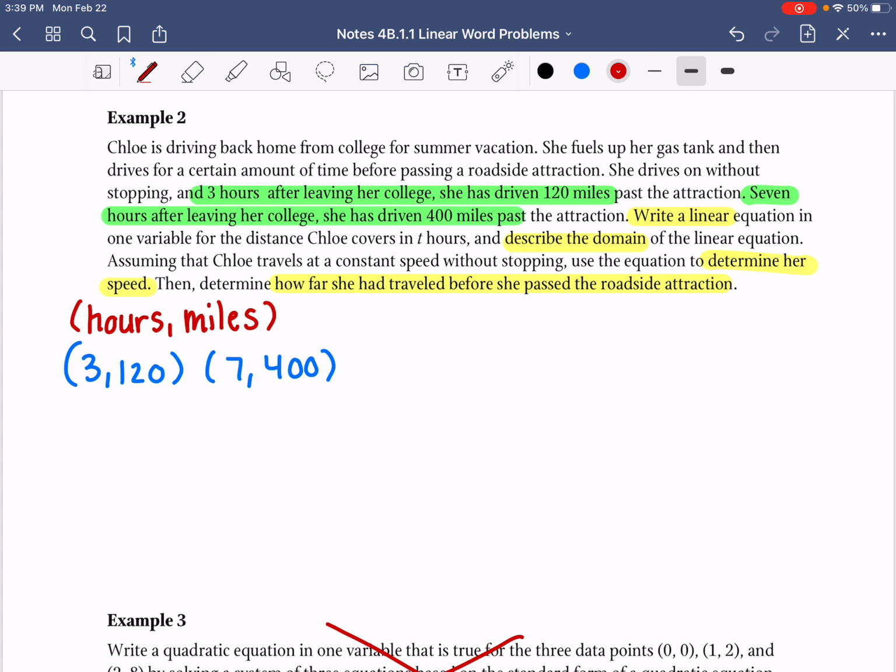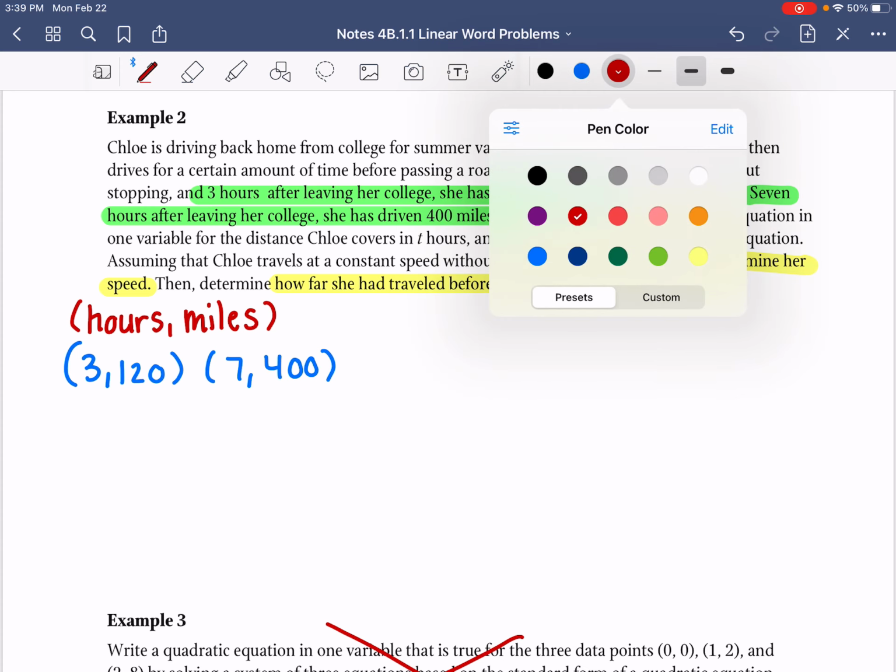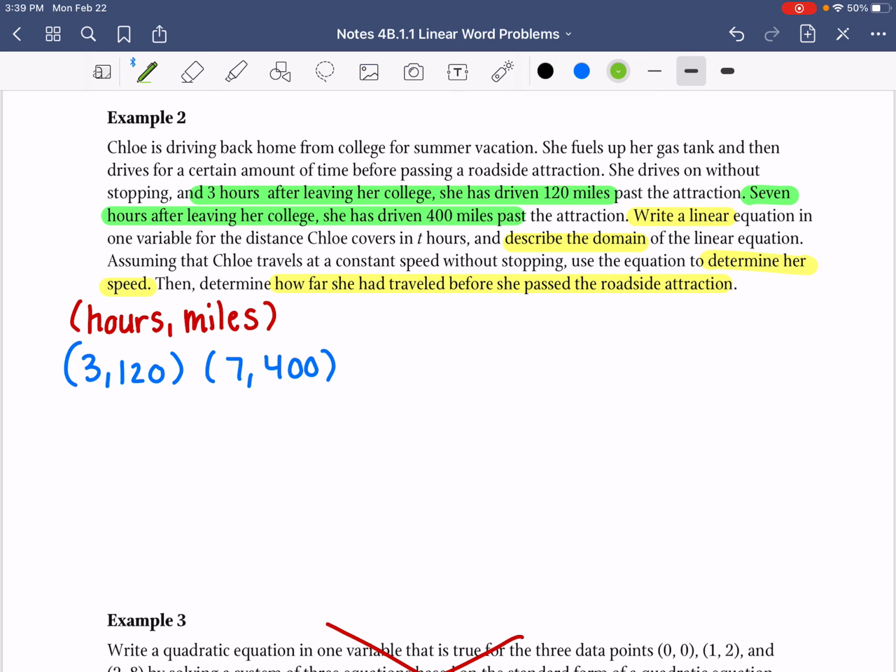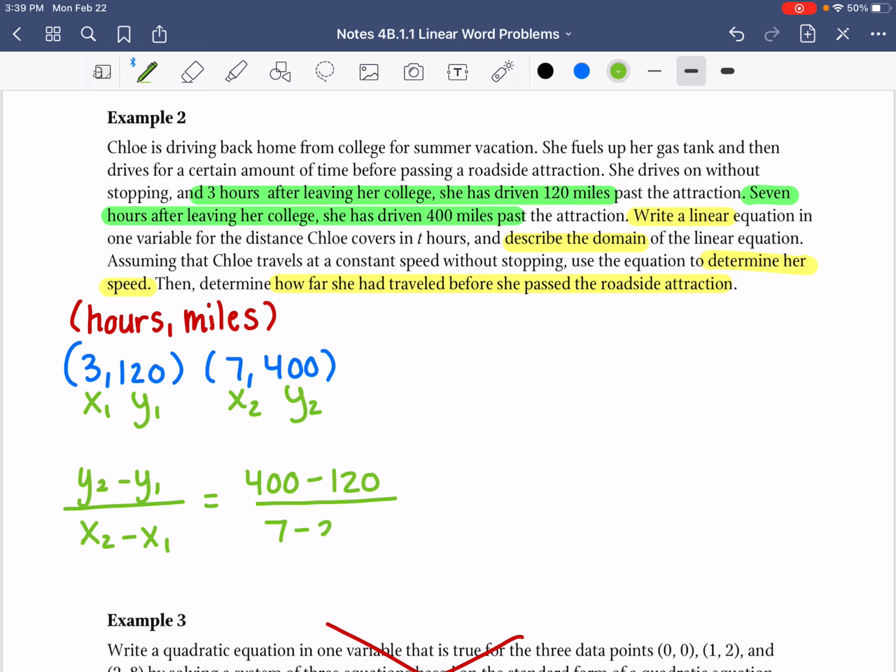We did that yesterday. If you recall, the way we write our equation is we first have to find our slope. So we find our slope using y2 minus y1 over x2 minus x1. I'm going to label my points with an x and a y. This is point 1, so I'm going to put 1s, and this is point 2, so I'm going to put little 2s. When I plug them in, I get 400 minus 120 over 7 minus 3.